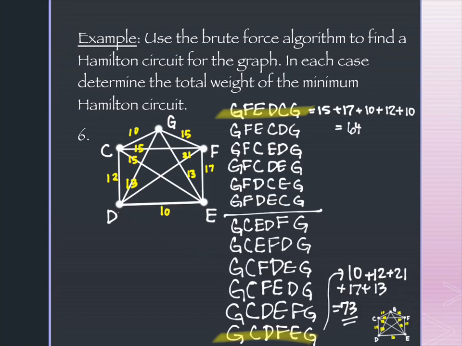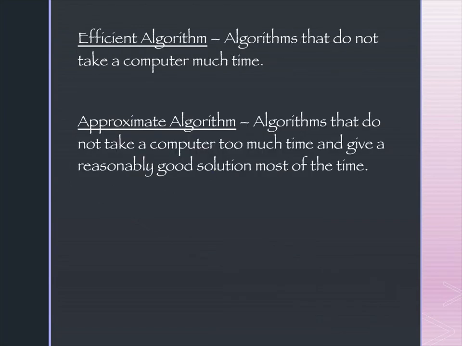But this is tedious, right? And even your phone doesn't do this. And you know it doesn't because you've seen it not do this before. So this is what we call inefficient. An efficient algorithm is an algorithm that does not take a computer very much time to do, or you. If something is efficient, it means it's quick to do. Okay? What we just did is not efficient.